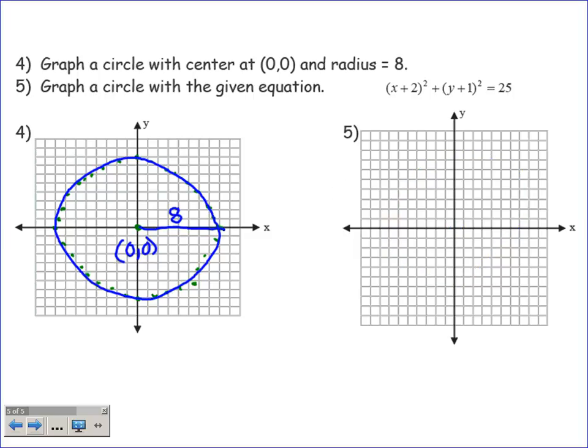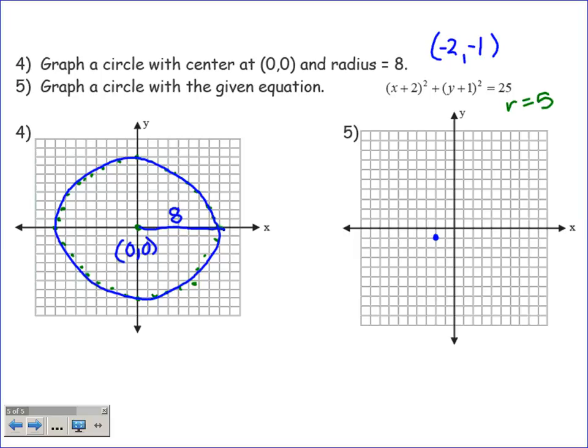Okay. The next one. Rashad, what's our center going to be over here for this circle? -2 what? -1. That's right. -2, -1. So I will go -2 to the right. I'll go down 1. From that center, I'm going to move out how much, Rashad? Yeah, I'm going to move out 5. That's my radius. So I'll move 5 to the right.